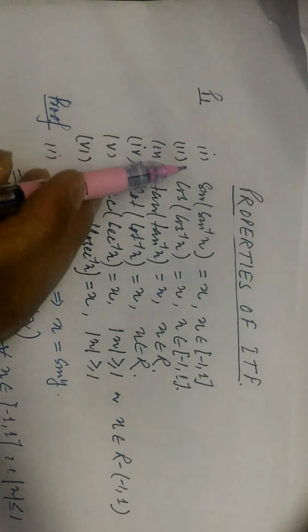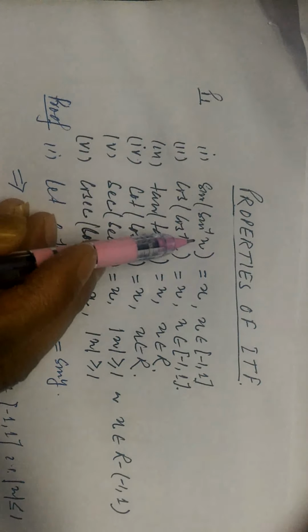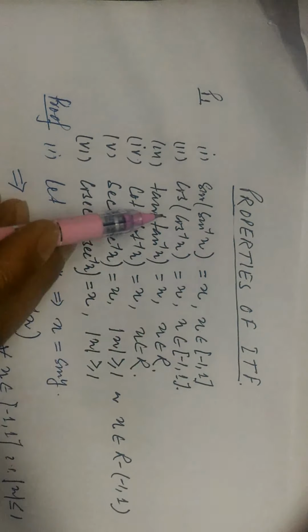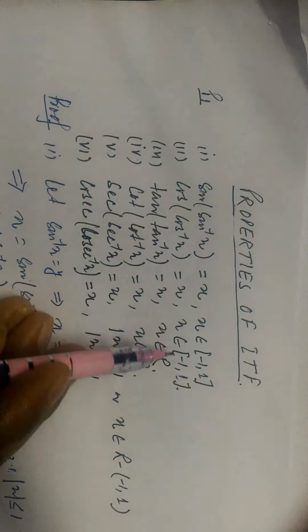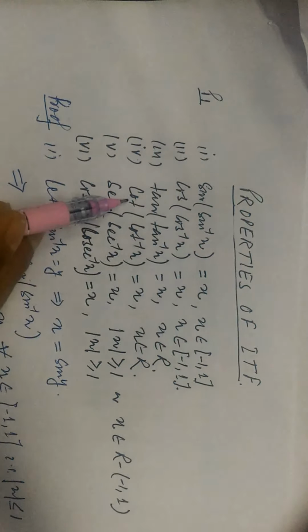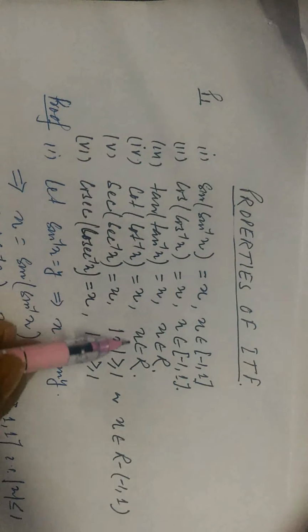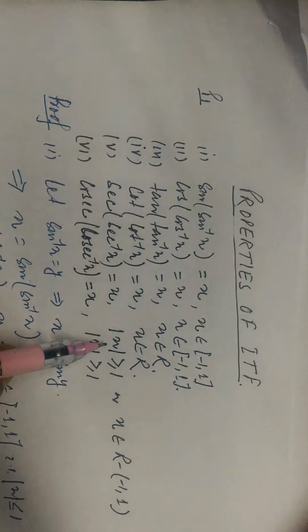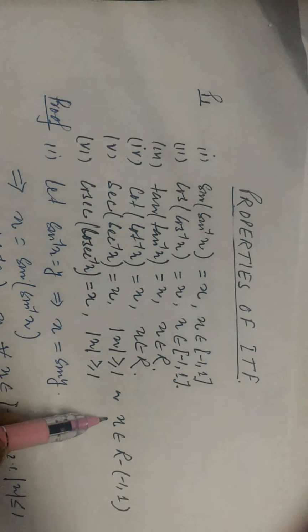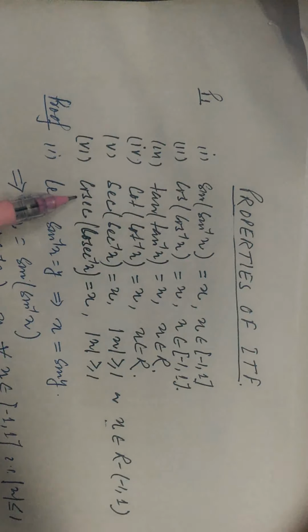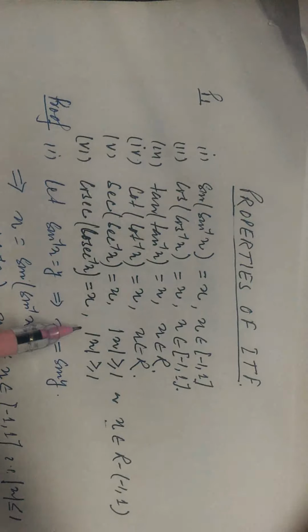Now property 1: sine of sine inverse x is equal to x for x belongs to minus 1 to 1. Cos of cos inverse x, again x belongs to minus 1 to 1. Tan of tan inverse x is x, x belongs to R. Cot of cot inverse x is equal to x, x belongs to R. Sec of sec inverse x is equal to x for mod x more than or equal to 1, and this can also be thought of as x belongs to R minus (-1, 1). And cosec of cosec inverse x is the same.